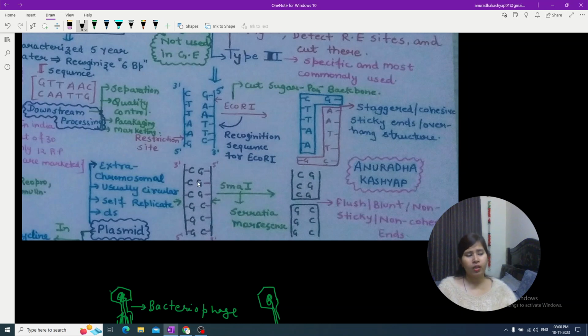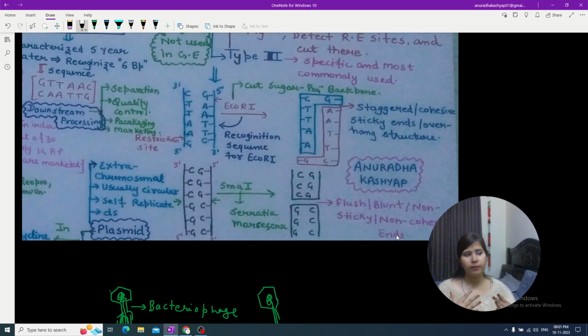But when we talk about another restriction endonuclease, remember that every restriction endonuclease recognizes its own specific restriction site on a specific recognition sequence. SmaI has the recognition sequence GGGCCC. This is the palindromic sequence for Serratia marcescens, and the restriction site is between G and C. But after this cut, we obtain flush ends, blunt ends, non-sticky, non-cohesive ends. These ends cannot easily fit into each other.